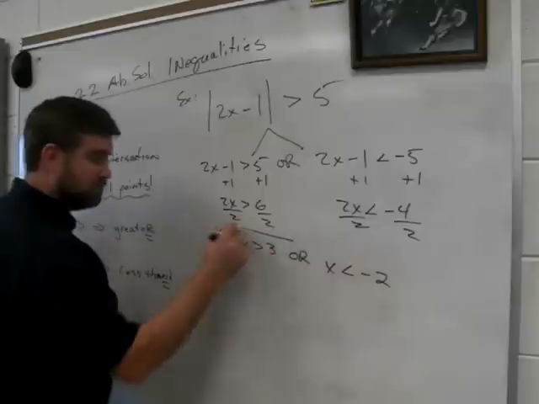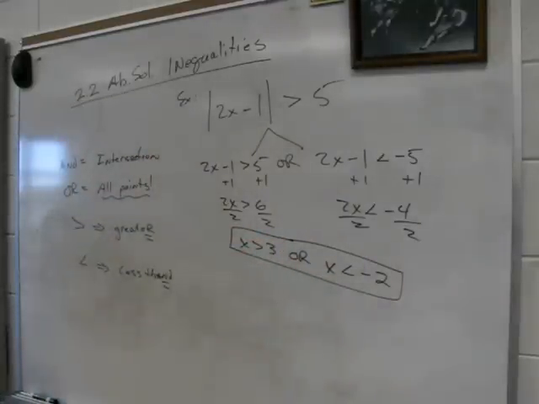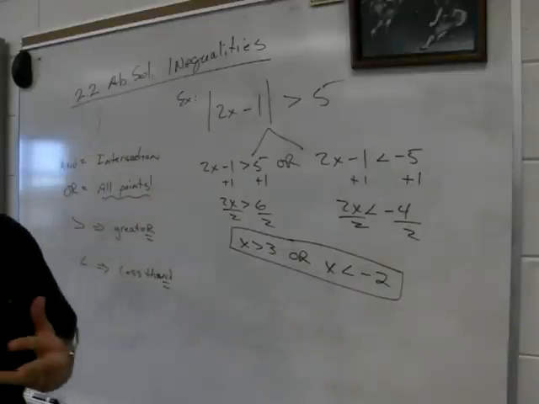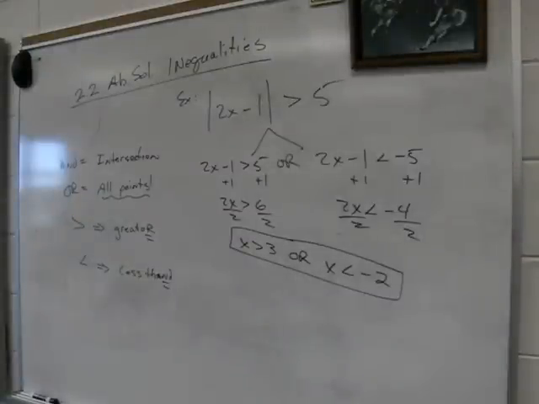This is your answer. Now, we haven't graphed anything. We'll get to graphing in a little bit. But the algebraic answer is right there: X is greater than 3 or X is less than -2. You either understand the "and" and the "or" or you don't. The only way that I have to help you understand it is to put it in a sentence.